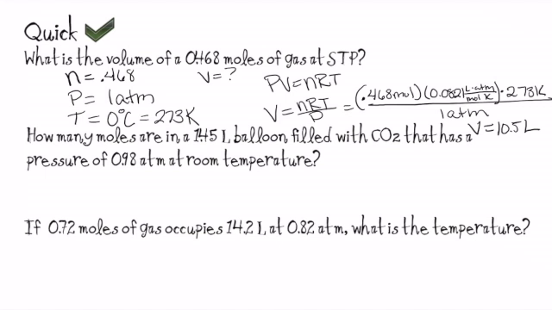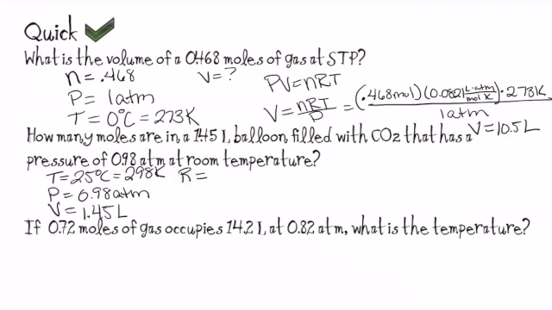So how many moles are in a 1.45 liter balloon filled with CO2 that has a pressure of 0.98 atmospheres at room temperature? Room temperature is 25 degrees Celsius, so that would be 298 Kelvin. Pressure is 0.98 atm. And volume is 1.45 liters. We'll use the same value that we used in the last problem for our gas constant, since we still have atmospheres. So this time, we're solving for n.